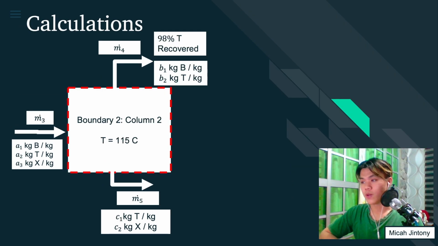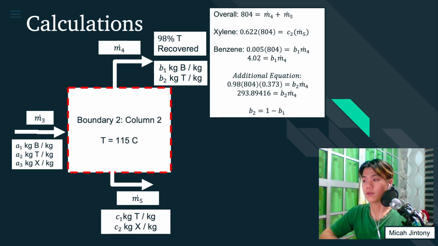So, from boundary 1, the value of m.3 has been calculated, which allows us to continue to the second boundary, with m.3 at 804 kg per second, and benzene, toluene, and xylene components with their respective values. So, the first equation is the overall boundary, which is 804 equals m.4 plus m.5. Next is the component balance for xylene, multiplying its component fraction and the mass flow rate: 0.622 multiplied by 804 equals C2 multiplied by m.5, since it's only involved in m.5, which makes it equation 2. Then, for the component balance of benzene, 5 times 10 to the negative 3 times 804 equals B1 times m.4, which makes up equation 3.